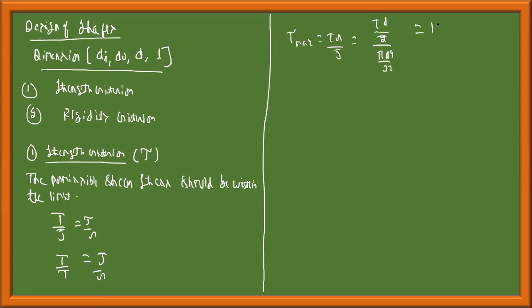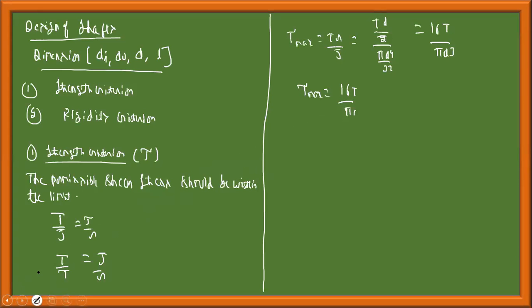This will be equal to 16T by pi d cube. Tau max is equal to 16T by pi d cube. It means to say that when I design my shaft, torque will be given, tau will be given, and my diameter d should be such that the stress is less than tau max.